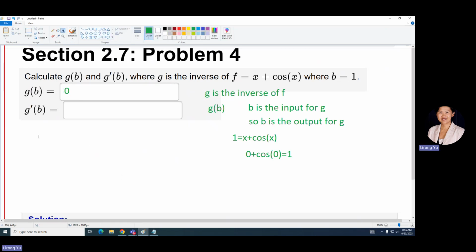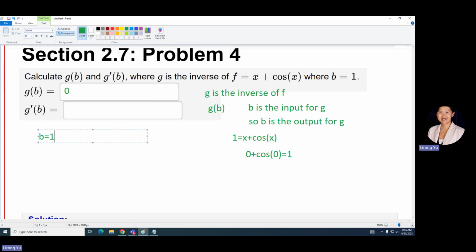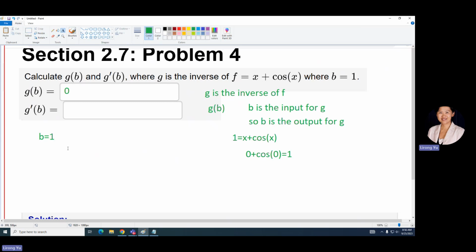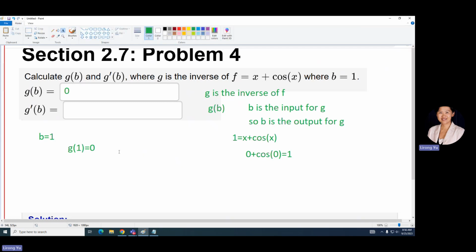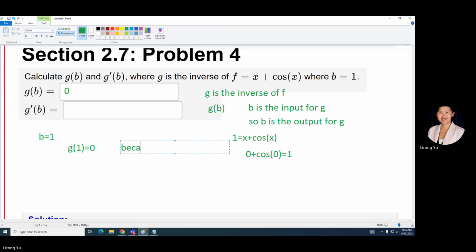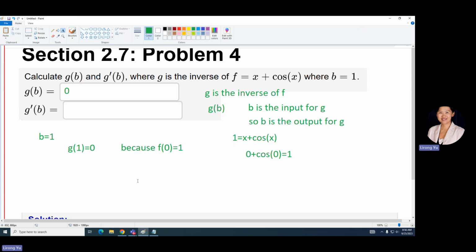Another way to say this is, because b equals 1, what we really find out is g of 1 equals 0. We say g of 1 equals 0 because f of 0 equals 1. F and g are inverses of each other. For g, the input and output are switched. You plug in the 1 for the inverse, and you always get 0. That's the meaning of an inverse function: it switches input and output. So this is the answer to the first part.